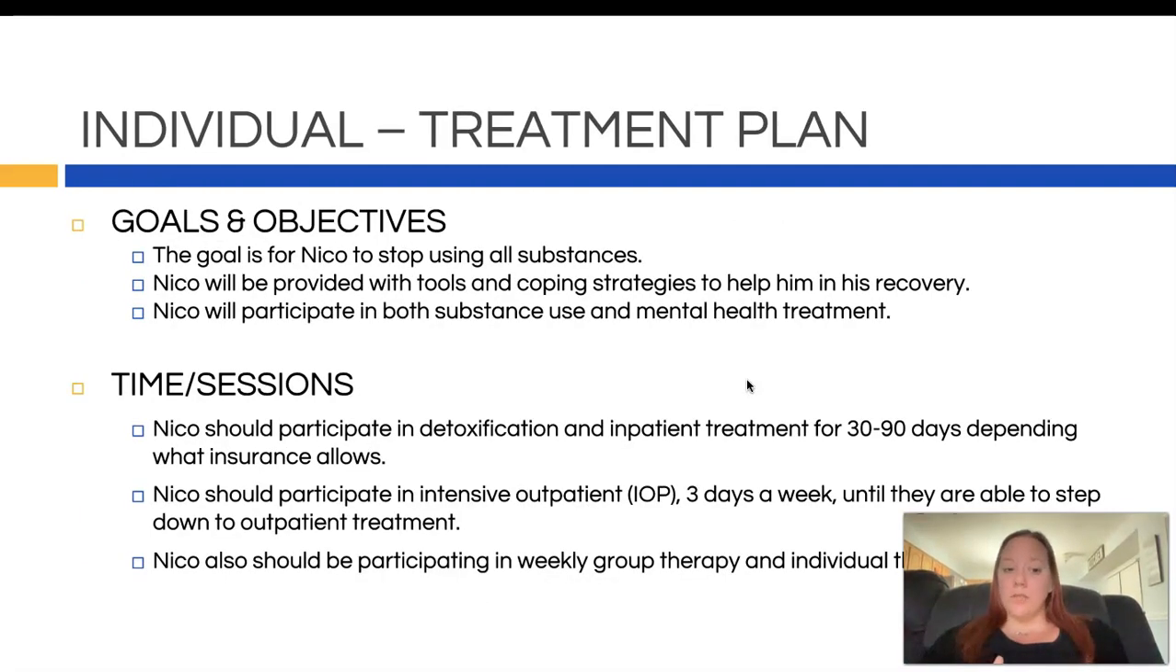So, some goals and objectives for Nico. The ultimate goal for Nico is for him to stop using all substances.